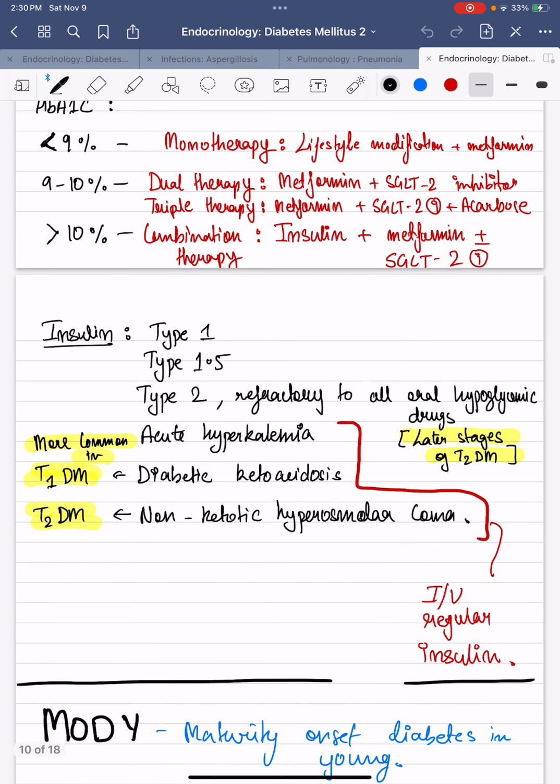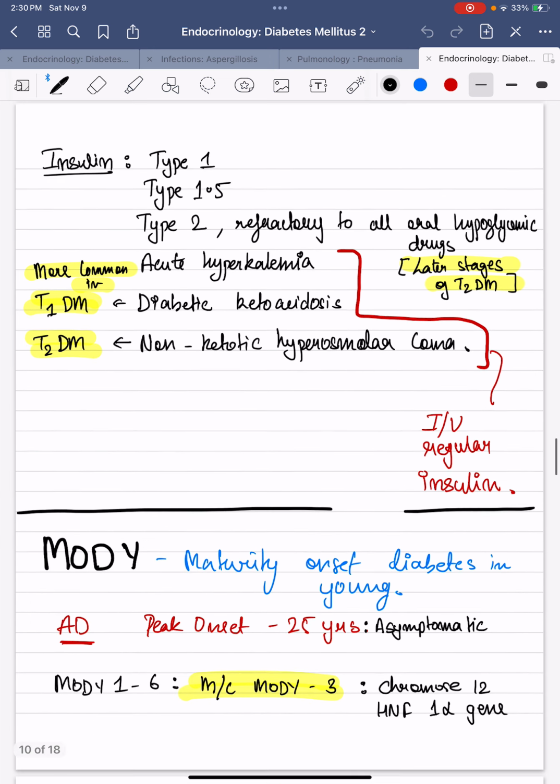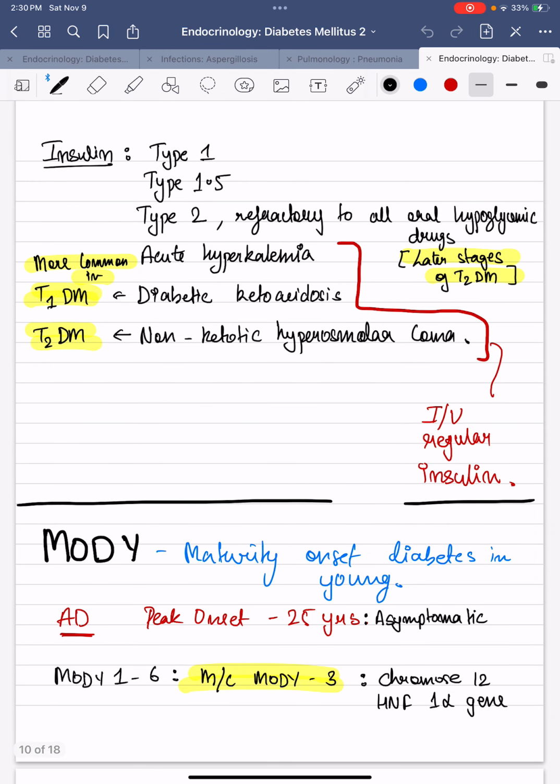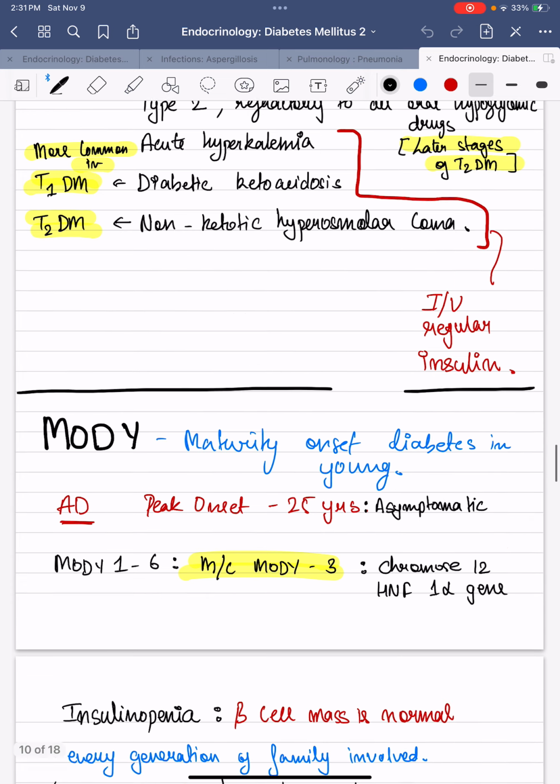So that is when we will use insulin in the patient, in the later stage of type 2 diabetes mellitus. It can also be used in acute hyperkalemia, in diabetic ketoacidosis, which is more commonly seen in type 1 diabetes mellitus, and also in non-ketotic hyperosmolar coma, which is more common in type 2 diabetes mellitus. If the patient is having acute hyperkalemia, diabetic ketoacidosis, or non-ketotic hyperosmolar coma, we'll give regular insulin, but not by the subcutaneous route, but by the intravenous route, because we need a fast onset of action.